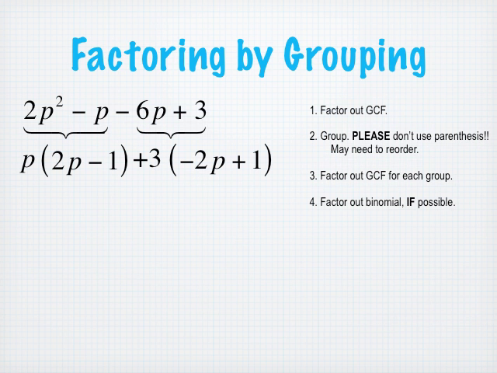Now those don't match, so let's make sure that I've done it correctly. 3 times negative 2p is negative 6p, that's right. 3 times 1, that's 3, that's right. But my binomials don't match. Don't keep going. If the binomials don't match, you've got to figure out something different. Now look at those binomials. They don't match, but are they pretty similar? Yeah, in fact, they only differ by a negative sign.